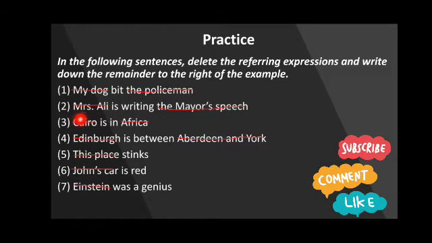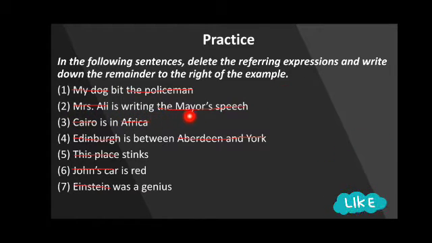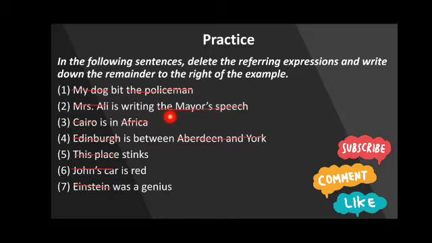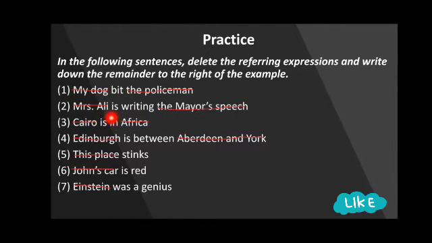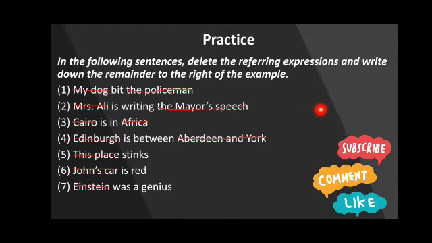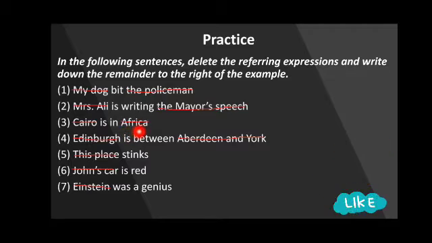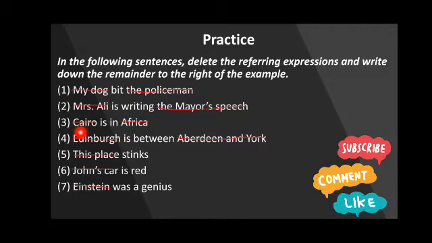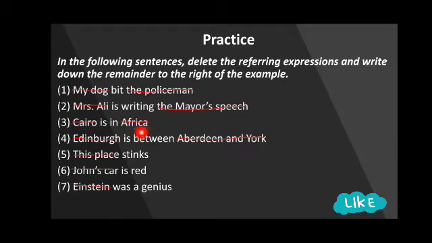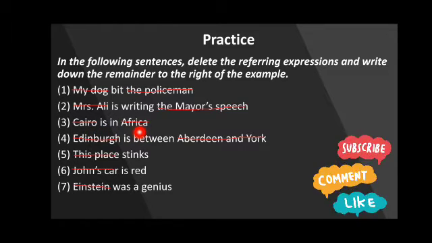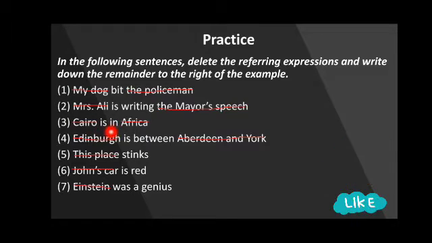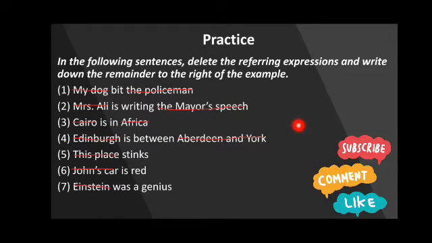Second, Mrs. Ali is writing the mayor's speech. So the mayor's speech and Mrs. Ali are referring expressions. So what is the remainder? Is writing. So it's not a referring expression. Third, Cairo is in Africa. So Cairo is a referring expression. We can refer to Cairo. And Africa is also a referring expression. What is left? That is is and in. So you will write here is and in.